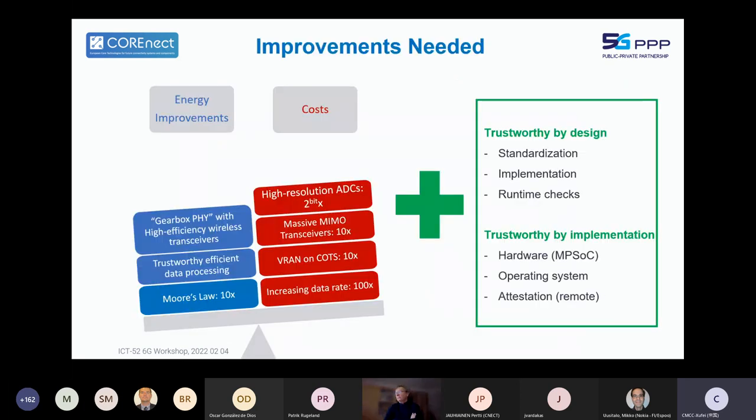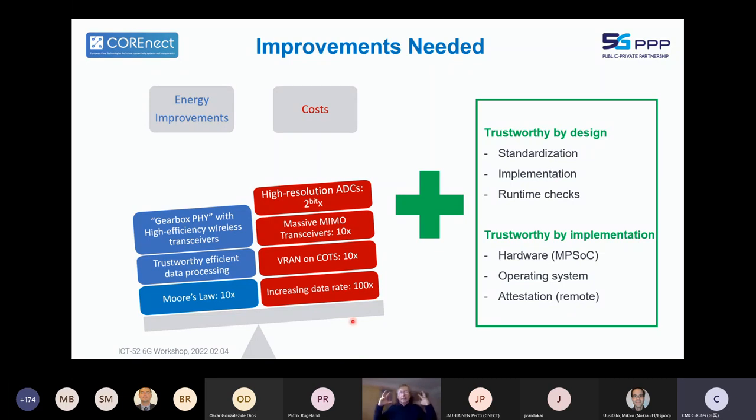So in summary, I want to say we really need improvements. We need improvements on the energy efficiency, and this needs a new physical layer approach. We need something like a gearbox PHY that is also implementable with trustworthy, efficient data processing, because Moore's law from an energy improvement standpoint, the good news is it's giving us 10x, the bad news is it's not giving us 100x. We have costs that currently are, if we were designing just like we know it, we're really in trouble.